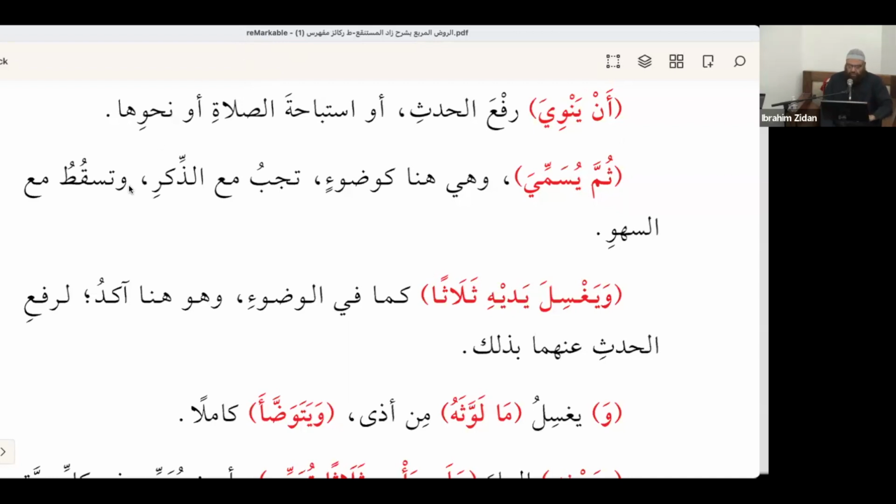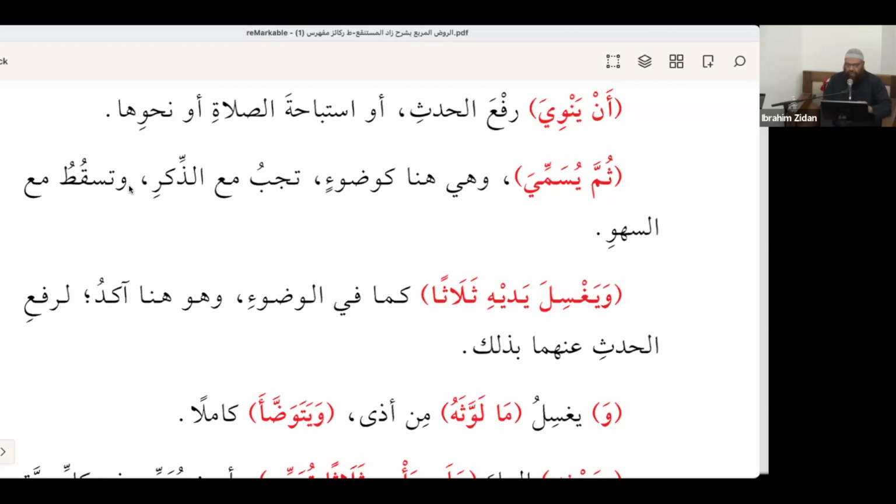تجب مع الذكر وتسقط مع السهو. Then ويغسل يديه ثلاثا. So after the niyyah and then saying Bismillah, and then يغسل يديه ثلاثا, he washes his hands 3 times, كما في الوضوء, as in the wudu, وهو هنا آكد, and it's more stressed here.